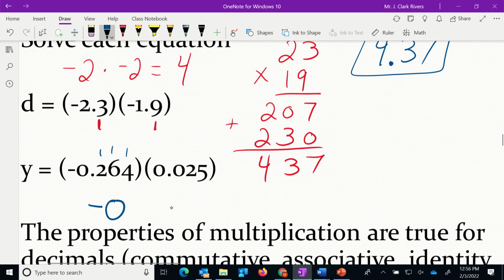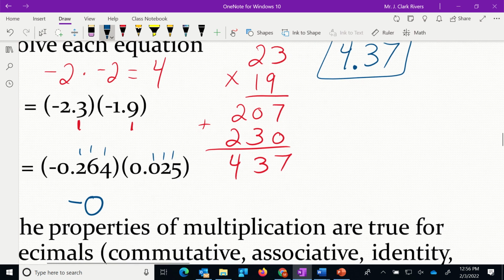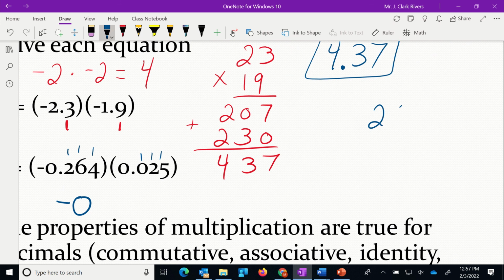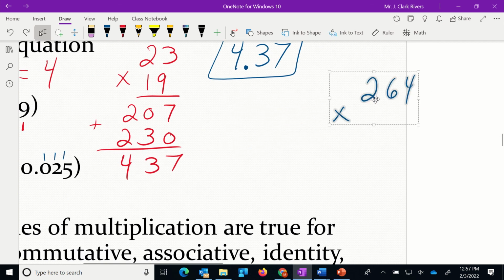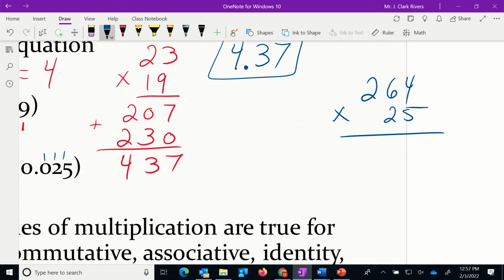We've got 1, 2, 3, 4, 5, 6 digits behind the decimal. So 2, 6, 4 multiplied by, if you made it 0, 2, 5, that's fine. You don't have to. I'm just going to write 25. Okay, boom. You get the same answer either way. 5 times 4, we get 20, so 0 there. Carry the 2. 5 multiplied by 6 is 30. 30 plus 2 is 32. Carry the 3. 5 multiplied by 2 is 10. 10 plus 3 is 13. So you get 1,320. 0 there.